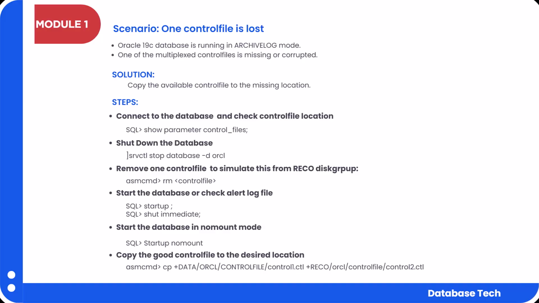Although a database can function with one control file, we should multiplex the control file as soon as possible in production. So the simple and quick solution is to copy the available control file to the missing location. To simulate this scenario, we need to manually delete one of the control files. So below are the steps you need to follow to recover the lost control file.